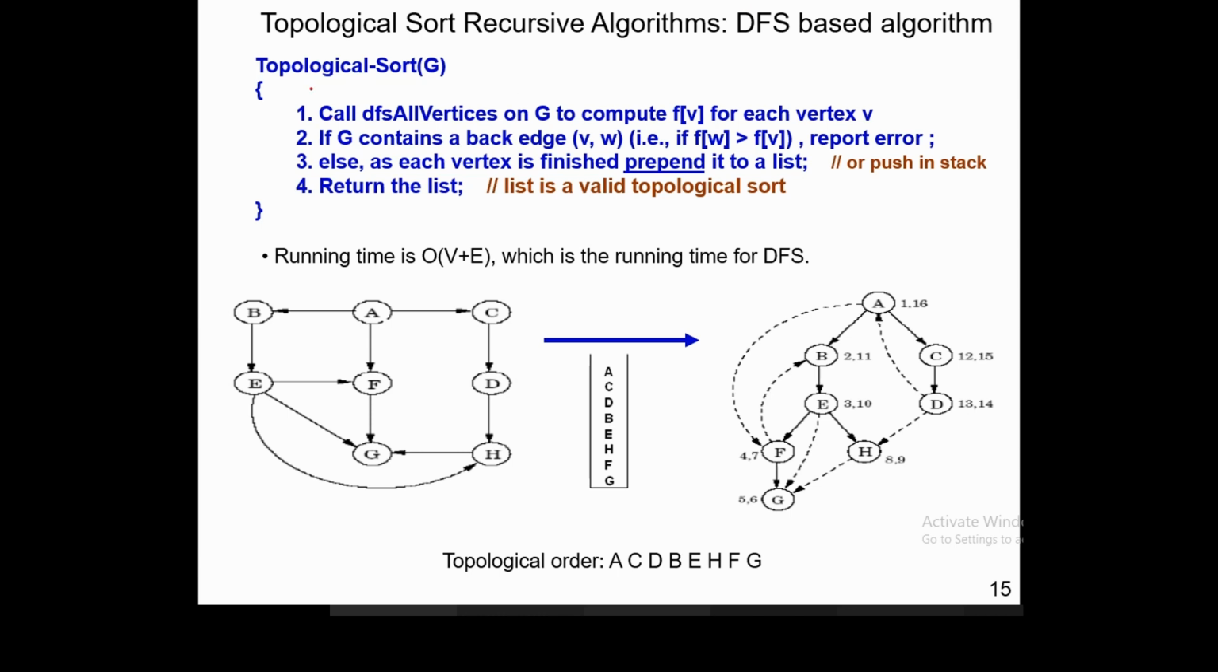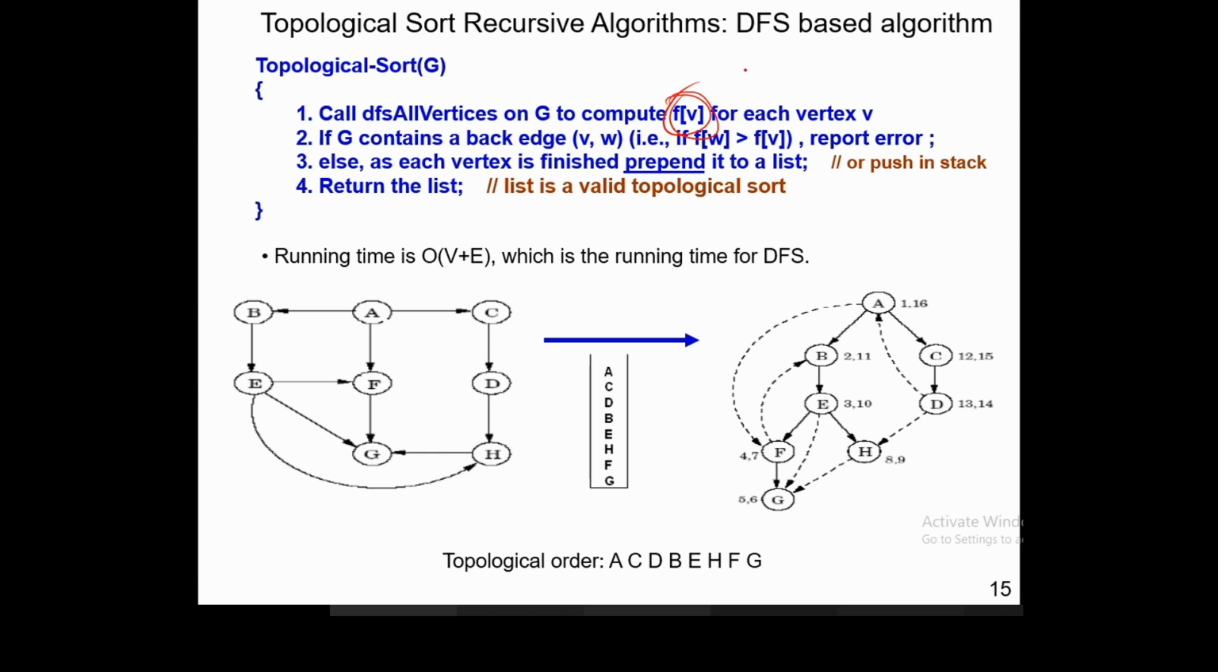So in this algorithm, we simply give the input of the graph. Then for that particular graph, for every node or vertex of that graph, we will call DFS. So we call DFS for all the vertices of G to compute the f(v). And I think you people remember what the f(v) is. It is the finishing time.